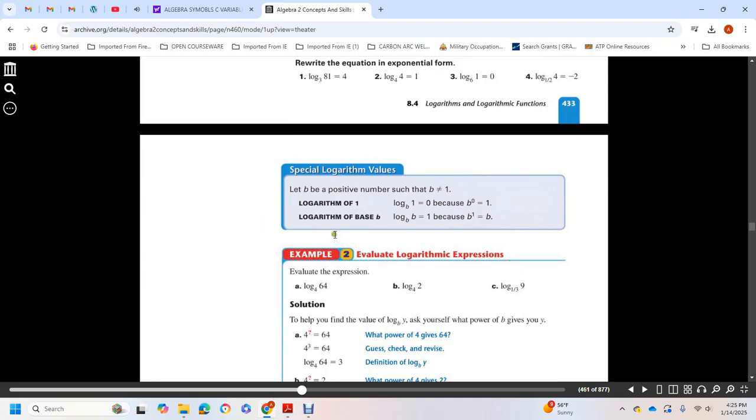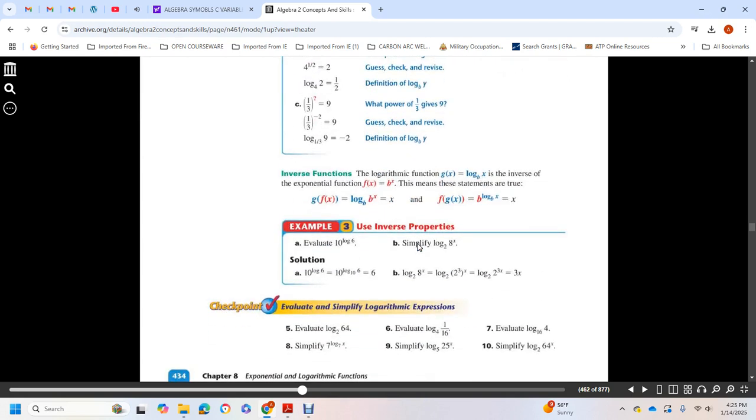Special logarithmic values: let b be a positive number such that b is not equal to 1. The logarithm of 1 with a base of b is equal to 0, because b to the 0th power is equal to 1. The logarithm of b with a base of b is equal to 1, because b to the first is b.